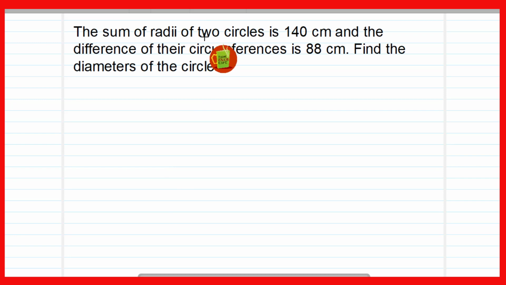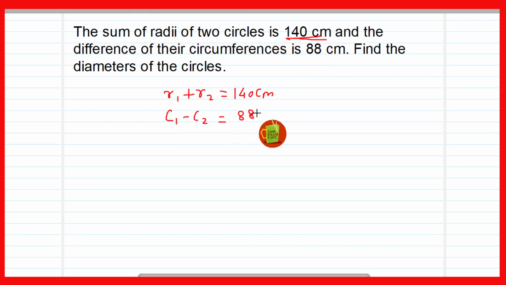The sum of the two radii of two circles is 140 centimeter. Friends, here it is given that the sum of the radii of two circles is 140 centimeter. That is R1 plus R2, that is equal to 140 centimeter. And the difference of their circumferences is given as 88 centimeter.